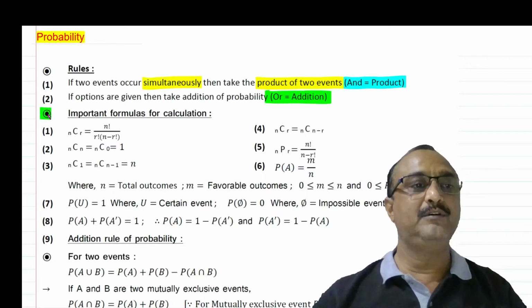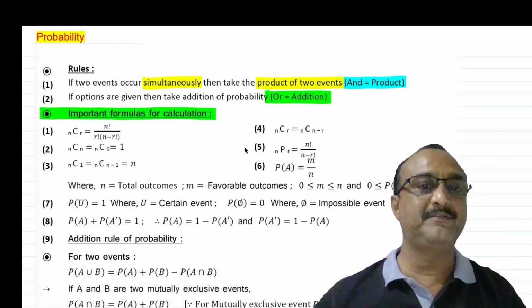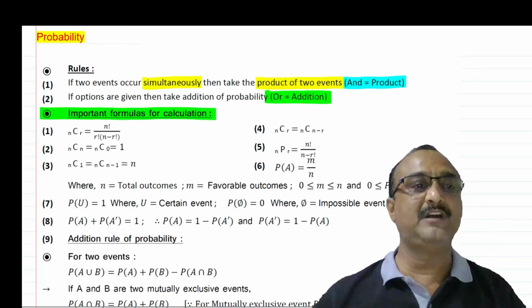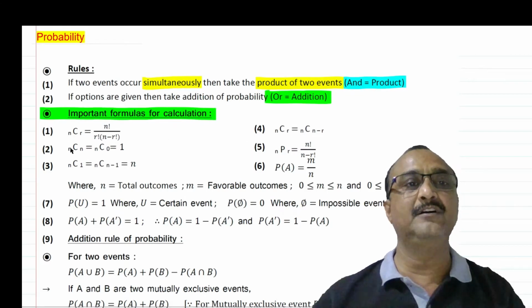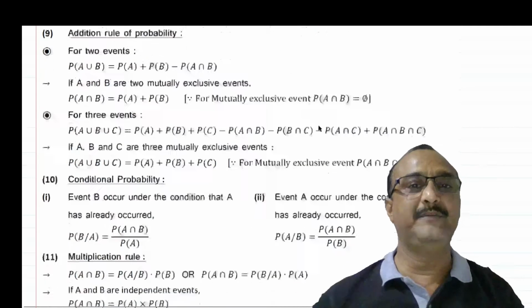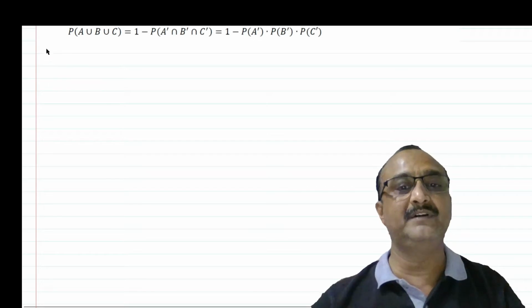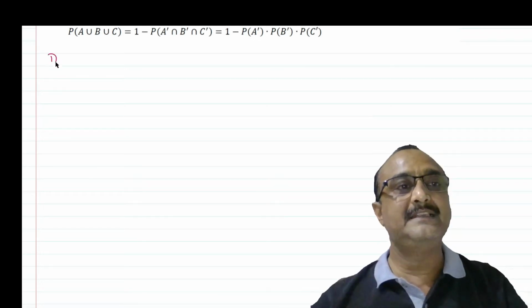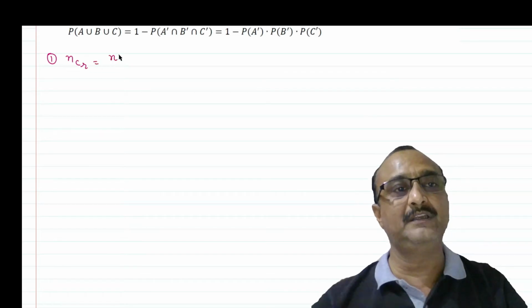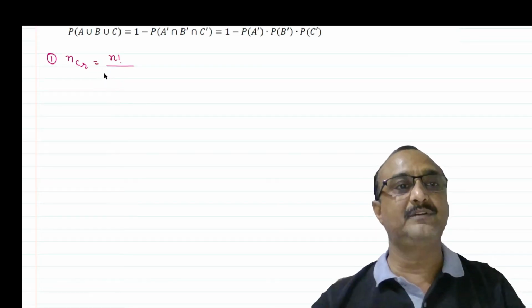Now important formulas. There are total 14 or 15 formulas, but the first five formulas are regarding permutation and combination. So let me explain. Formula number one is nCr equal to n factorial upon r factorial times n minus r factorial.